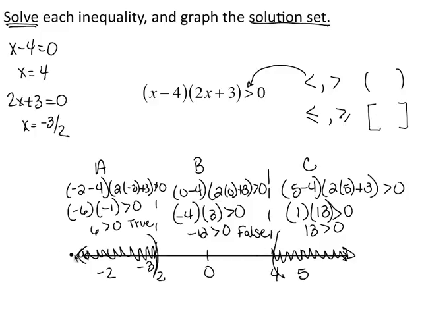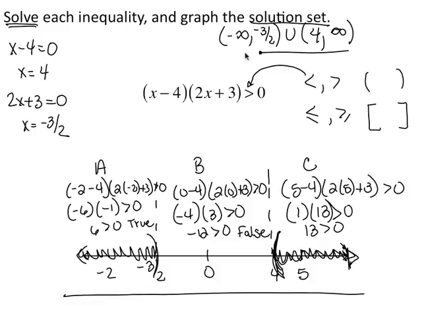So we're going from negative infinity to negative 3 halves, parentheses, and then union, because we're adding this part, and we start at 4, and remember we're going to use a parentheses. So 4 to positive infinity, because this goes on forever to positive infinity. So we solved the inequality, we graphed it, and then this is the solution set.